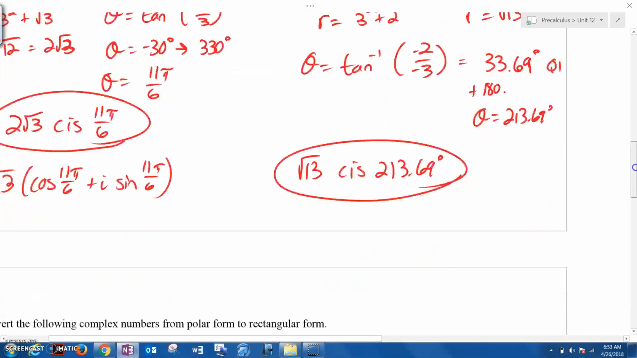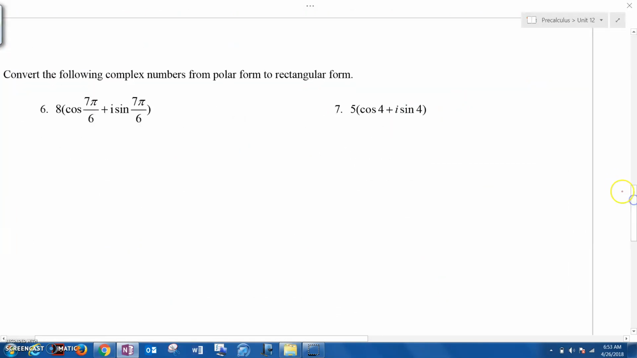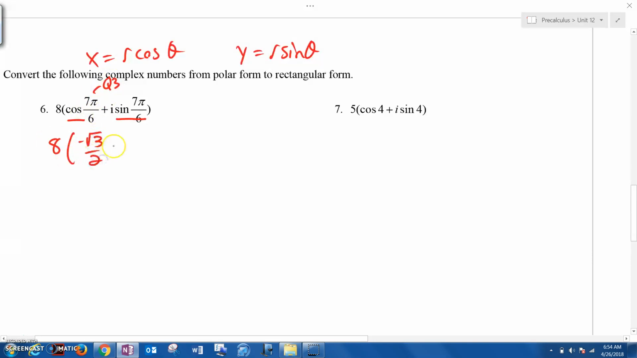Now going the other way is even easier. It was just r cosine theta, r sine theta again, the other two formulas. Remember that. x equals r cosine theta, and y equals r sine theta. Now, you don't even have to really remember that, because all you have to do is really figure out what these values are. So it's 7 pi over 6. That's a 30-degree reference. That's where cosine is root 3 over 2 and sine is 1/2. But this is a Q3 angle. So that means they're both negative. So what this turns into is negative root 3 over 2 plus i times negative 1/2.